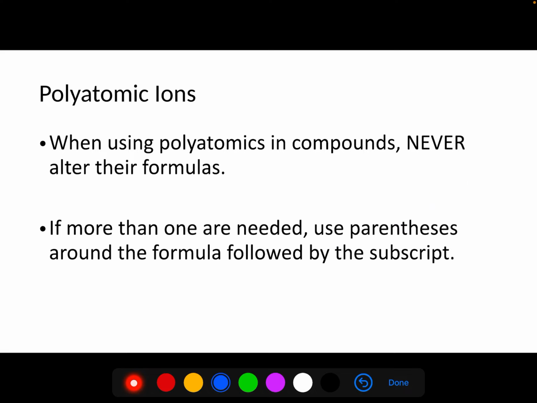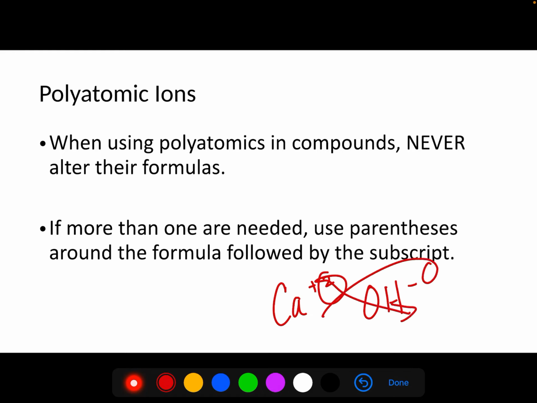Additionally, don't forget, one of everyone's favorite ones to forget is this guy right here, OH with a -1 charge. That's hydroxide. If hydroxide gets together with, say, calcium, which has a +2 charge, if you think of the crisscrossing, if you like to think about that, you get calcium hydroxide, and you still have to use those parentheses, and you still need to make sure your 2 is on the outside of the parentheses.